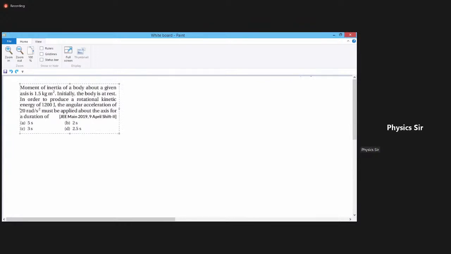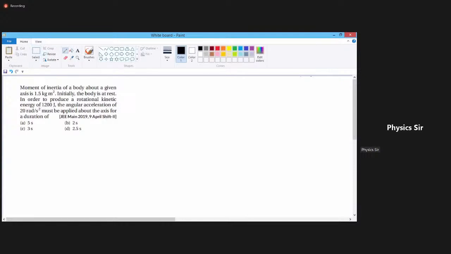The sum says: the moment of inertia of a rigid body about a given axis is 1.5 kg meter square. Initially, the body is at rest. It means its initial angular velocity omega naught is 0. And the moment of inertia I is 1.5 kg meter square.